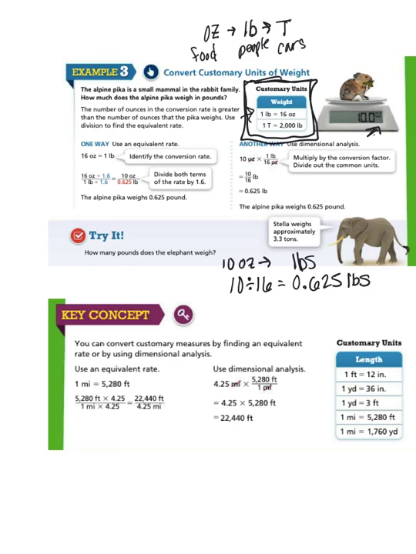So, this says, try it. How many pounds does the elephant weigh? Well, they tell us that the elephant weighs 3.3 tons. Okay? And they want to know pounds. So you have to look at your conversion chart. 1 ton equals 2,000 pounds. So what are you going to do? That's right. You're going to take 3.3 times 2,000 to come up with your answer. What do you come up with?